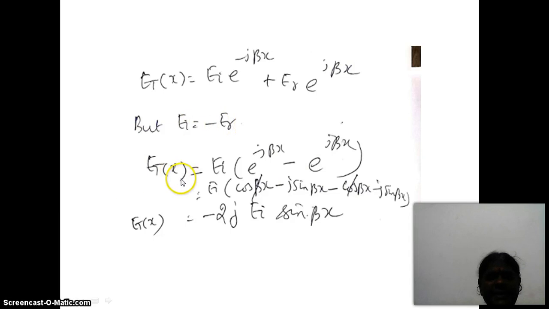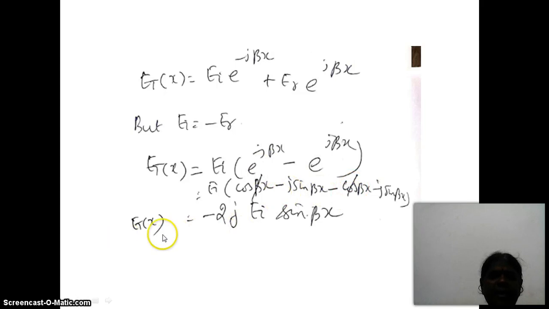So we can replace Er with minus Ei. We have Ei into e power minus j beta x minus e power j beta x. Here e power minus j beta x can be written as cos beta x minus j sin beta x, and e power j beta x as cos beta x plus j sin beta x. Within the bracket, both signs become minus, so these two terms get cancelled.